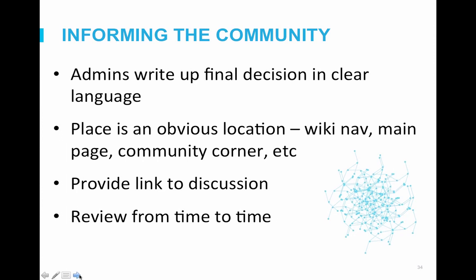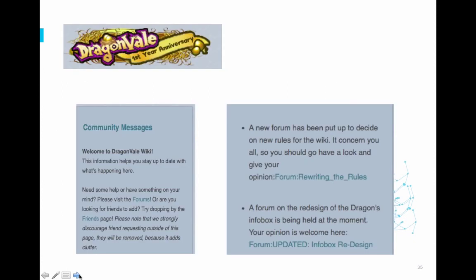Once a consensus has been built, it's time to finalize the decisions you made. We recommend that an admin writes up the final guidelines. They should be placed in a public and obvious location, such as the main page or wiki navigation. You can use the community corner to inform others that a new guideline or update has been made. You can link back to where the decision was made, and I recommend viewing these decisions from time to time just to make sure they're up to date. Here you can see an example from Dragonvale. They recently updated some of their guidelines, so they're listed in their community corner.